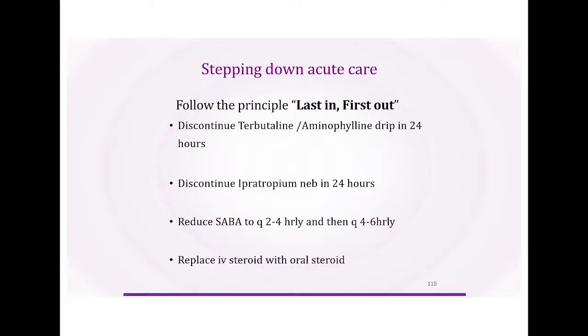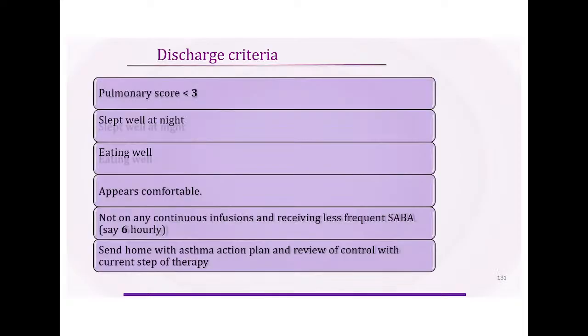So, again, discharge से पहले step down तो करना पड़ेगा, जो भी आपने intensified treatment किया था. The principle is last in first out. So, terbutaline, aminophylline अगर आपने start किया, that has to come out first. Discontinue ipratropium nebulization in next 24 hours. Reduce SABA to 2 to 4 hourly and then 6 hourly, and replace IV steroid with oral steroid. Now, we can discharge this kid Aradhya.